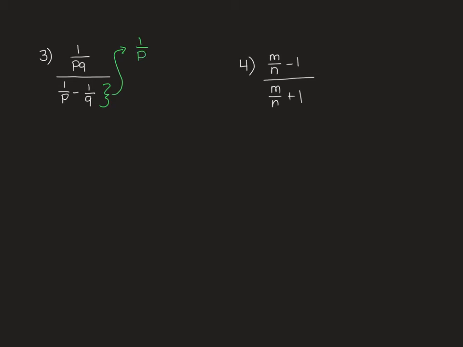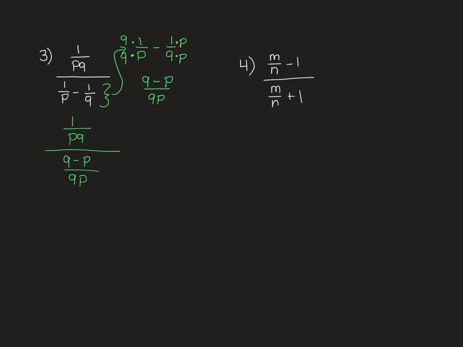So if I have 1 over p minus 1 over q, common denominators. In this case, you'll multiply each fraction by the other denominator. So I'm going to multiply this one by q on top and bottom, and this one by p. So 1 times q is q, 1 times p is p, over qp. So now my fraction is going to be 1 over pq divided by q minus p over qp.